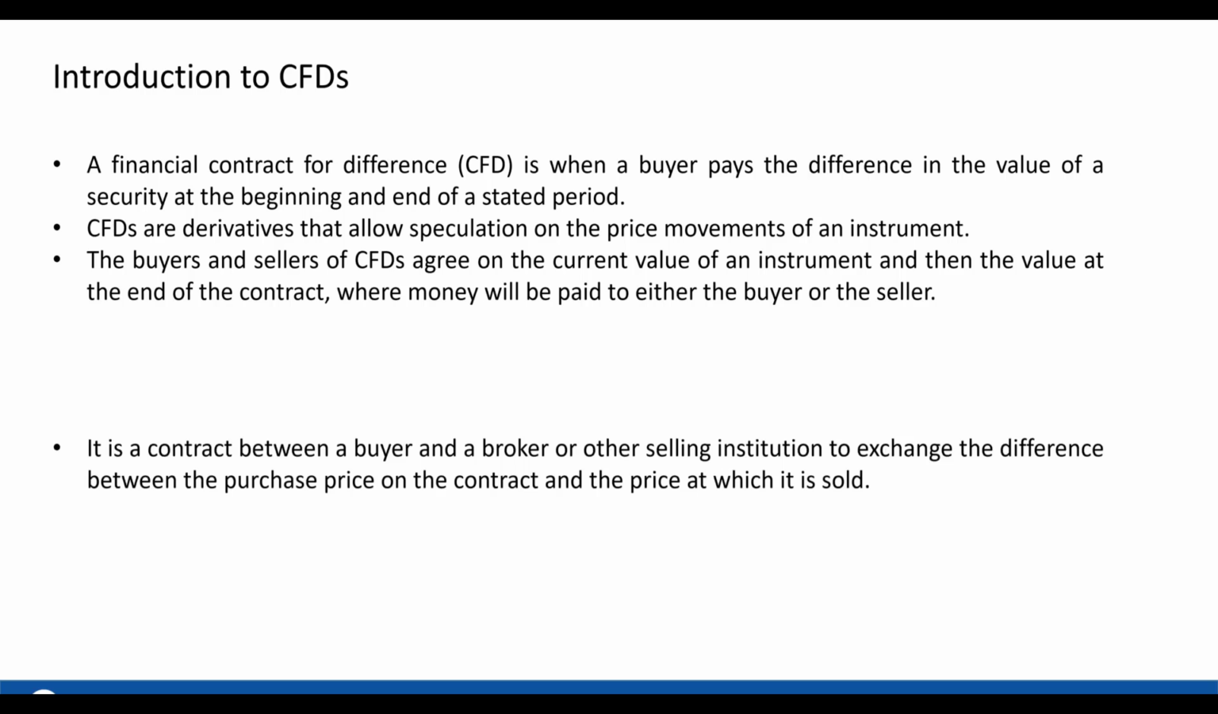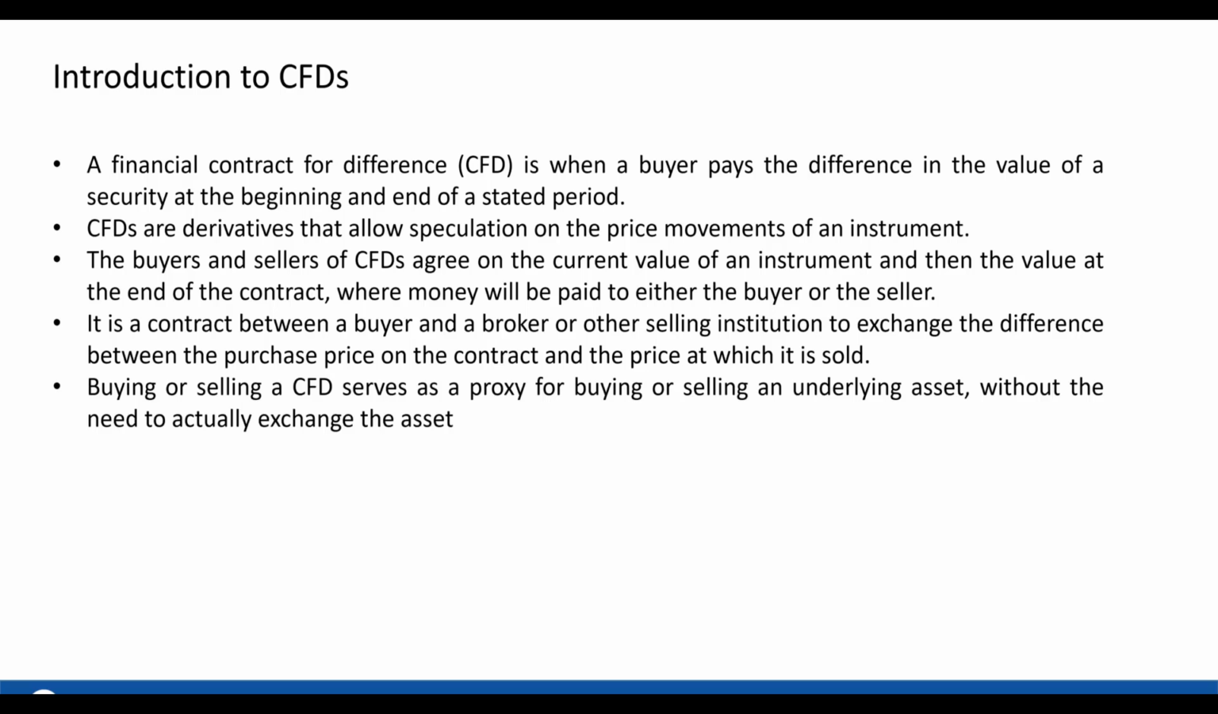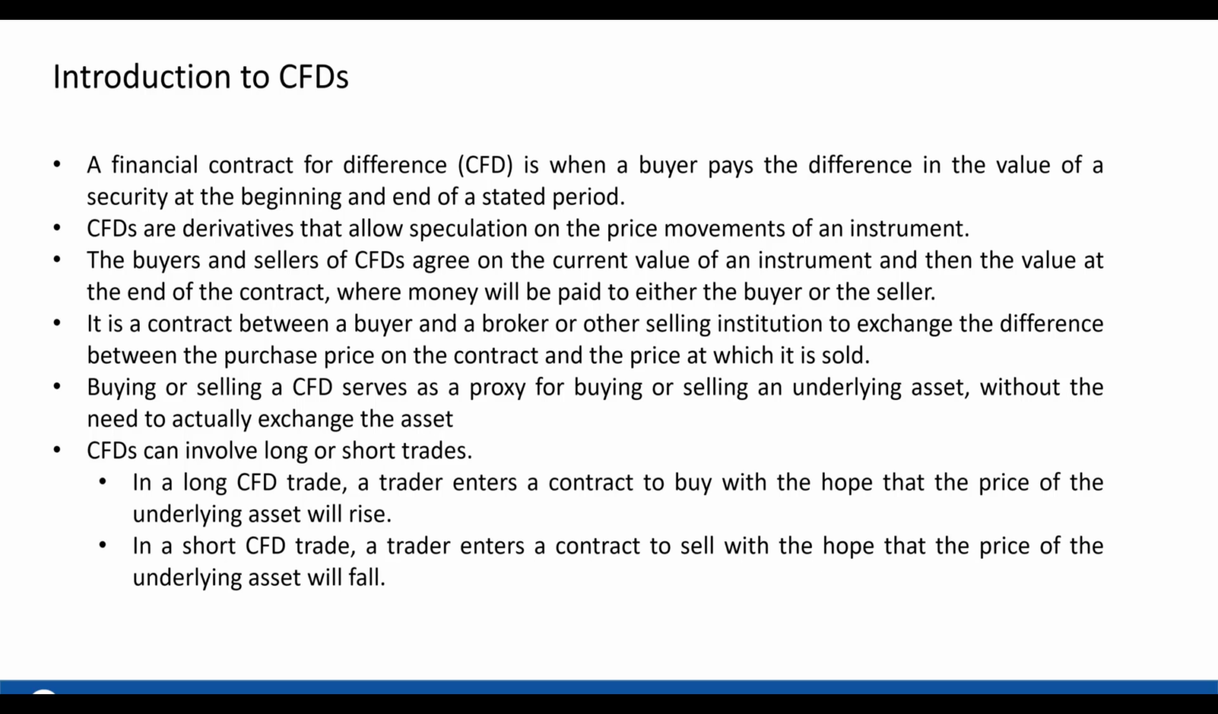It is a contract between a buyer and a broker or other selling institution to exchange the difference between the purchase price on the contract and the price at which it is sold. Buying or selling a CFD serves as a proxy for buying or selling an underlying asset without the need to actually exchange the asset. CFDs can involve long or short trades. In a long CFD trade, a trader enters a contract to buy with the hope that the price of the underlying asset will rise. In a short CFD trade, a trader enters a contract to sell with the hope that the price of the underlying asset will fall.